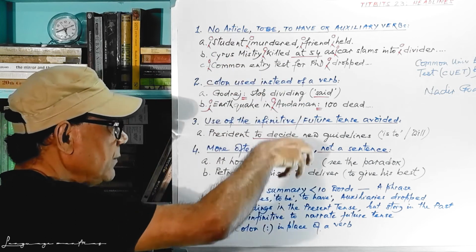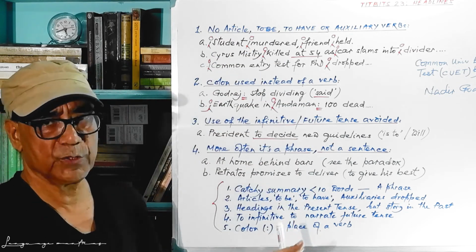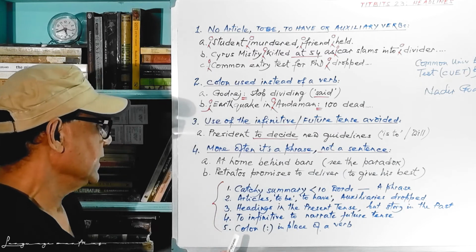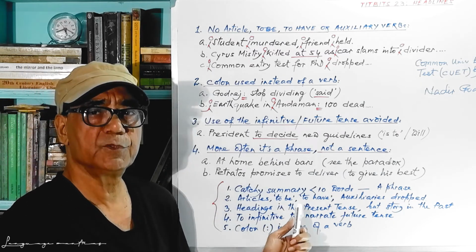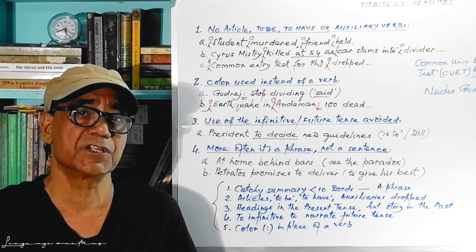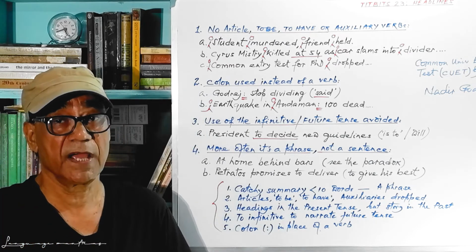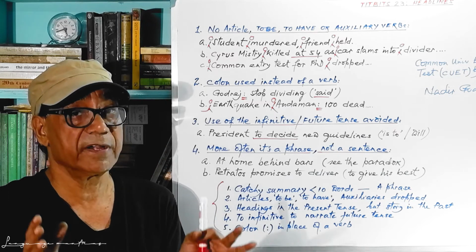Once again, we try to sum up things. Catchy summary within 10 words. It's a phrase, not a sentence. Then articles, to be verb, to have verb, and auxiliary verbs are deliberately avoided. It is not a mistake on the part of the writer. It is a deliberate action.